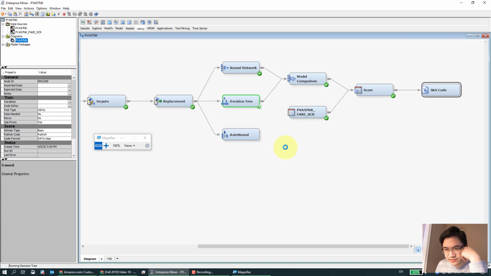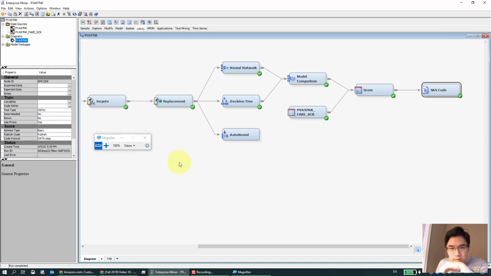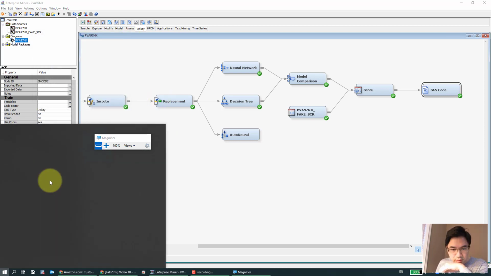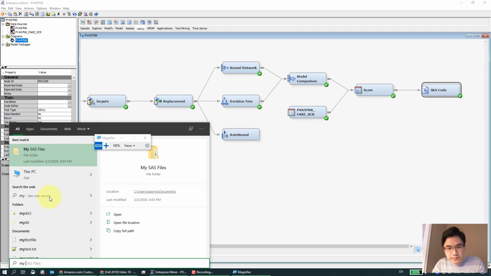After it runs successfully, I should be able to find a SAS data file in the library, in the folder that the library points to. MyLib is pointing to a location under the place where I normally keep all the other SAS data sets and other projects. It does run successfully, so I'm going to open the File Explorer. Let me open it from my computer or this PC.